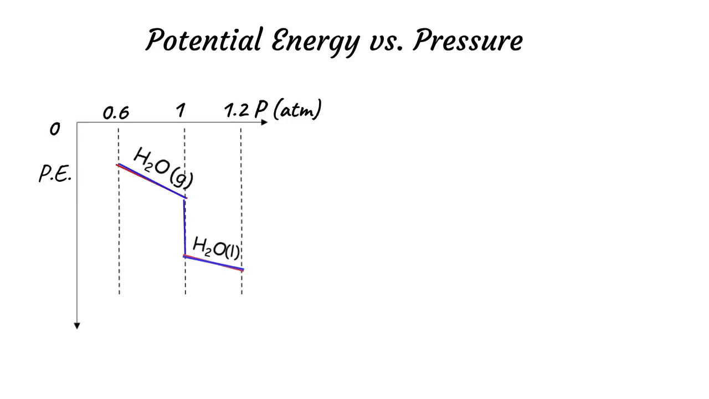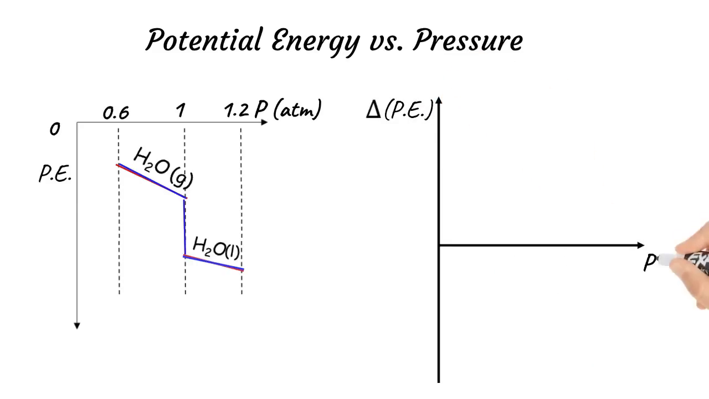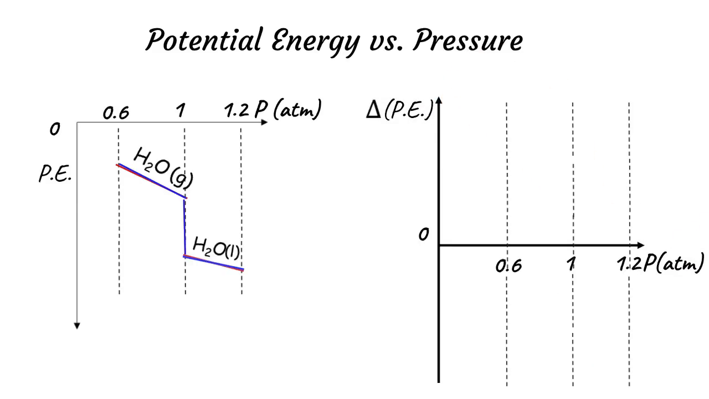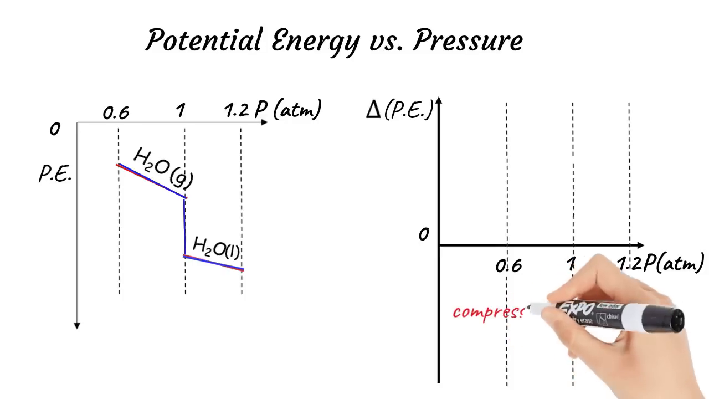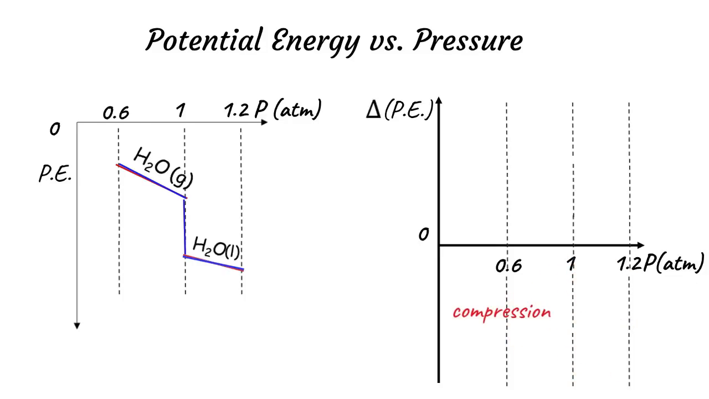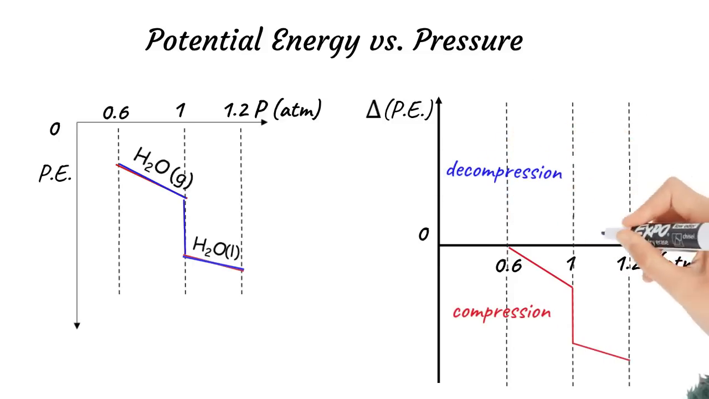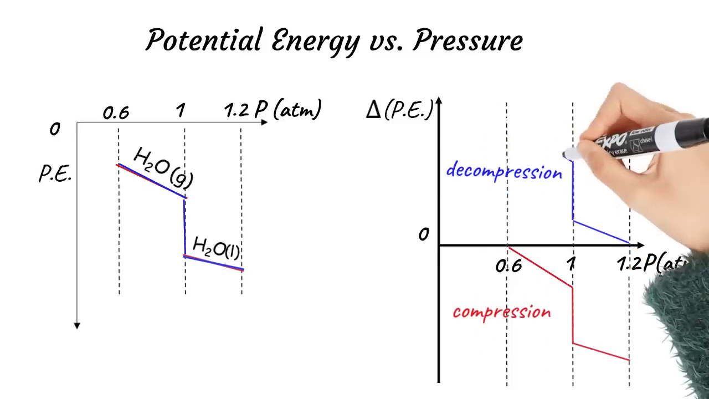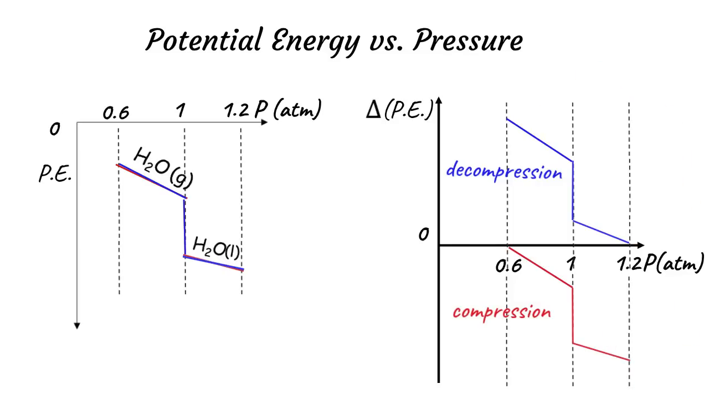Now let's plot the change in potential energy, or the delta potential energy, as a function of pressure. Here, the shape is similar to the potential energy versus pressure graphs, but the only difference is, delta energy graphs always start at zero energy. Therefore, when compressing, we start at the low pressure, where the delta potential energy is zero, and increasing the pressure will decrease the delta potential energy. On the other hand, when decompressing, the delta potential energy is zero at the high pressure, and decreasing pressure will increase the potential energy. Because the temperature does not change, the kinetic energy is constant during this process.